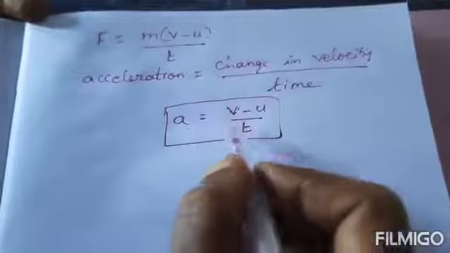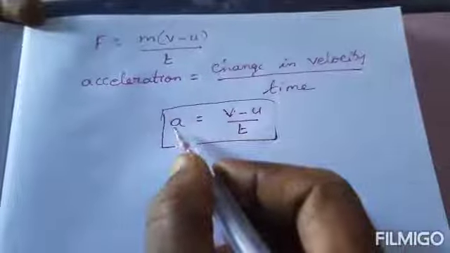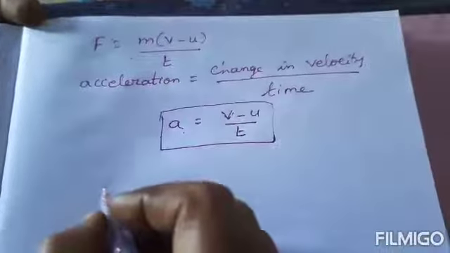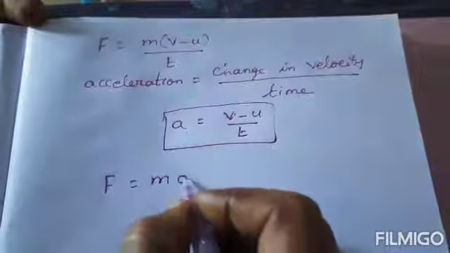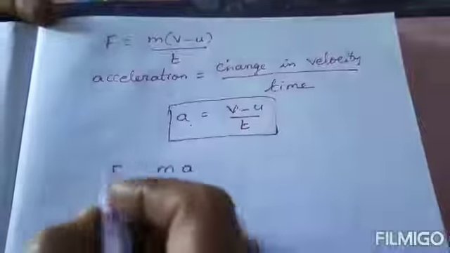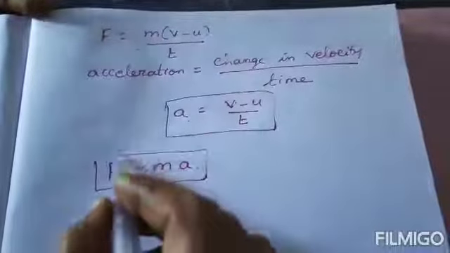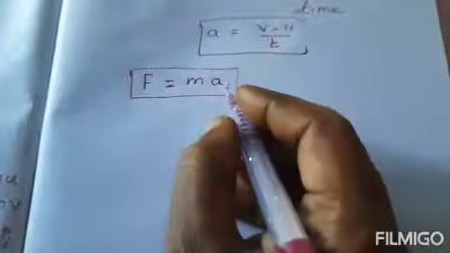Now substitute this. Instead of v minus u by t, substitute the value a. So you will get F equal to m a. Instead of v minus u by t, we write a. So we got the formula F equal to ma. This is the derivation for Newton's second law. So it is a very important question you have to learn.